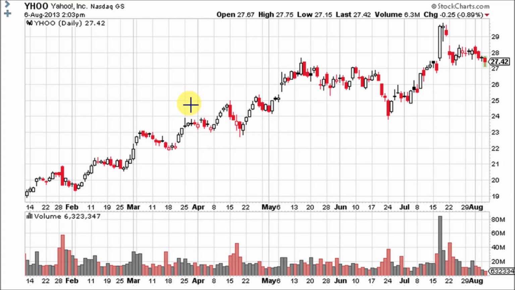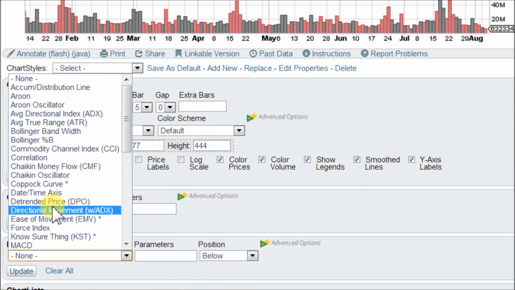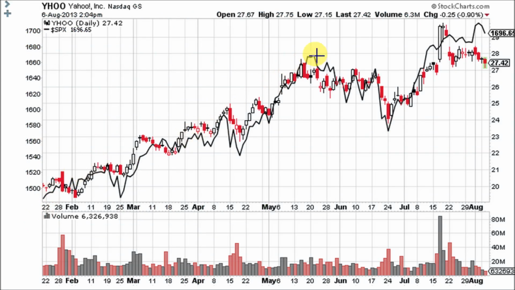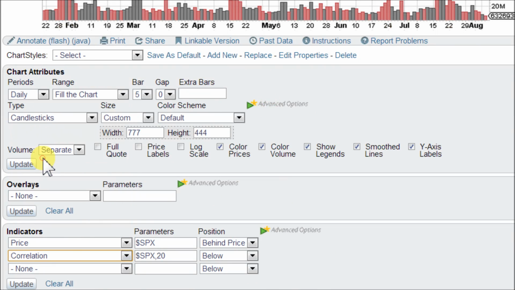Now let's say I wanted to compare Yahoo to the movements of the S&P 500. So let's scroll down to the chart attributes area here at stockcharts.com, and in the indicators area, first of all, let's load up price. It's going to automatically load up the S&P 500. We want to put it behind the price. Go ahead and click update, and as you can see, it has a high correlation to the movements of the larger market.